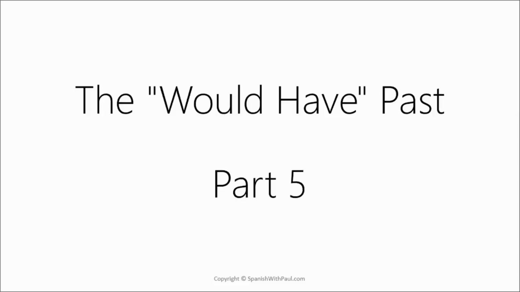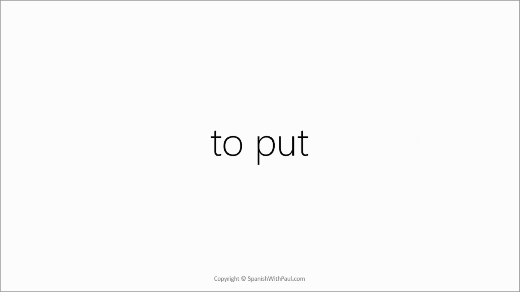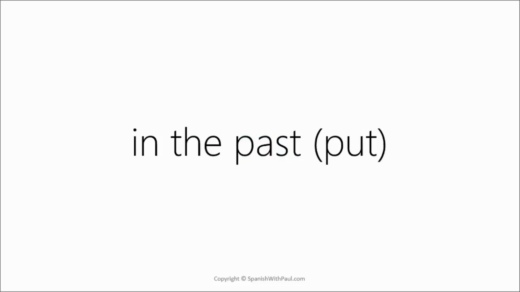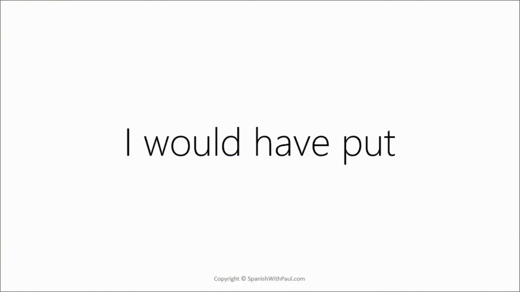Now, one final thing that I would like to work through with you in this module is using pronouns and irregular verbs with this would have past, because you're going to come across this a lot. If we take the verb poner, which is to put, right? So we have poner. And in the past, meaning the past participle, put, that would go to puesto. So you can see how it's irregular. Poner goes to puesto, so that we don't have any ado or ido sound here. It's puesto.